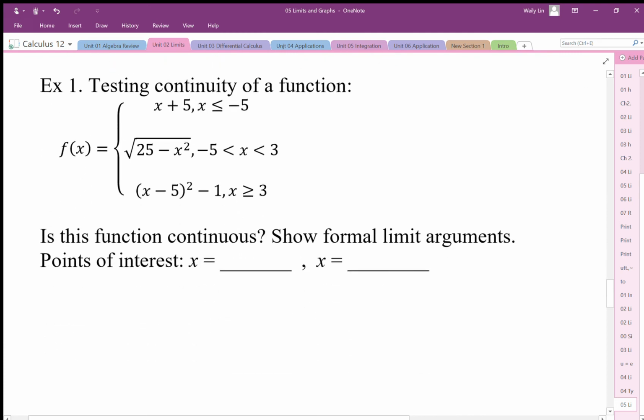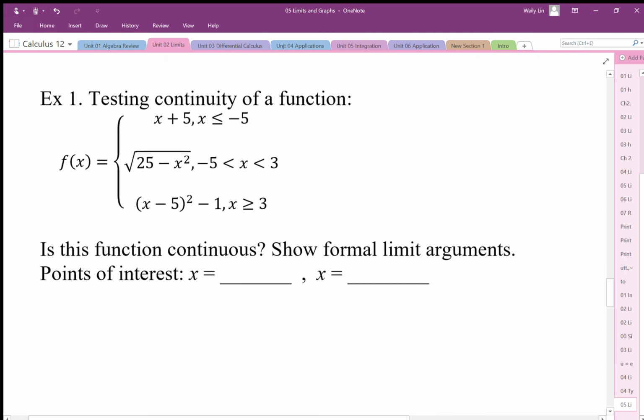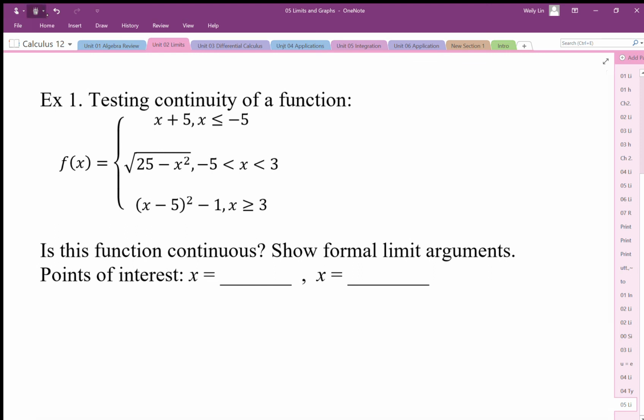Lastly, testing continuity. When we test continuity of piecewise functions, it's really fairly straightforward. We just have to test where there's potential discontinuity. These three are all continuous functions, so we don't need to test any points in between. We just need to test where they transition. So we need to test at x equals -5 for continuity. We also need to test at x equals 3 for continuity.